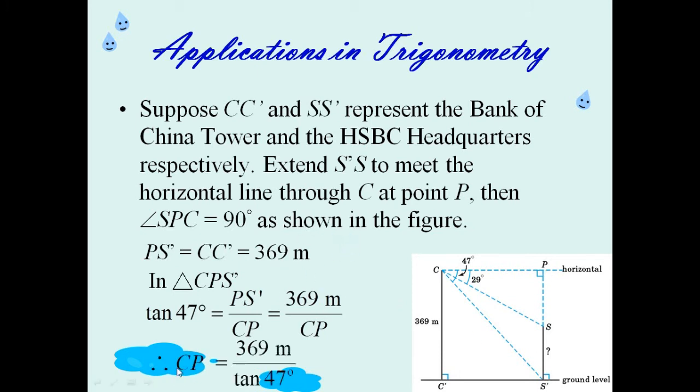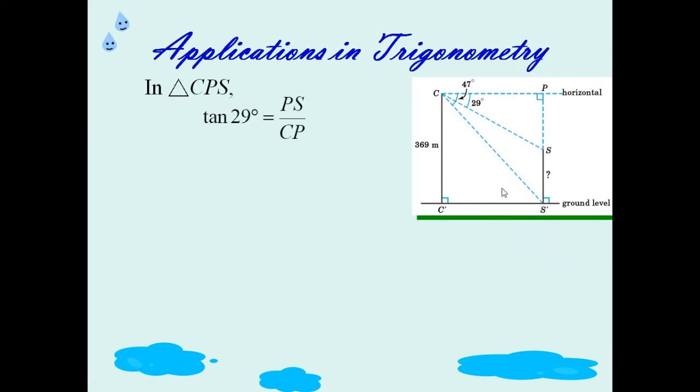So I can calculate that CP is equal to 369 meters divided by tangent 47 degrees. You may not want to calculate this value at that moment, because you do not want to find this length. So you can keep this value here. And after you get this one, then you will use this other right angle triangle. CP is the adjacent side of the 29 degrees, and PS is the opposite side. So this one is also a tangent ratio. So I can say tangent 29 degrees is equal to the opposite side PS divided by CP.